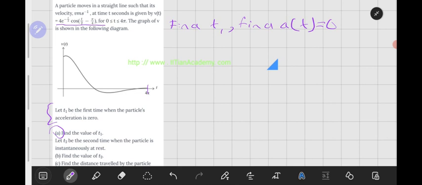We're given the statement that t1 is the first time when the particle's acceleration is 0. So that's its starting point. And now for our first question, question A, we're asked to find the value of t1.